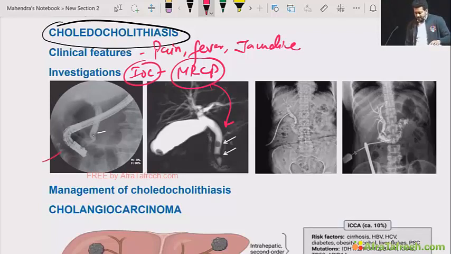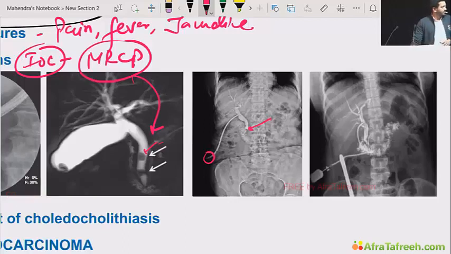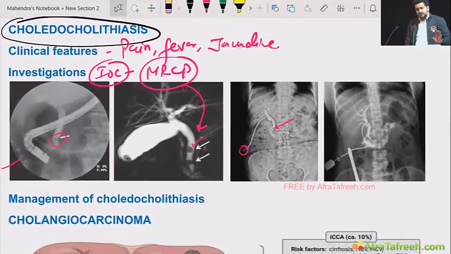This is the ERCP showing a gallstone. This is the MRCP showing gallstones. This is a T-tube cholangiogram which shows a residual stone. So this is the T-tube cholangiogram showing a stone. Investigation of choice is MRCP.